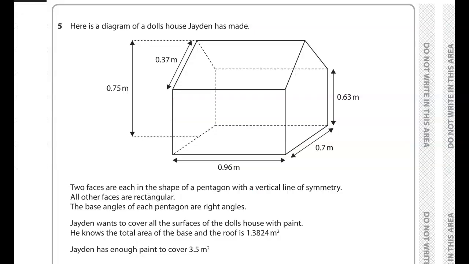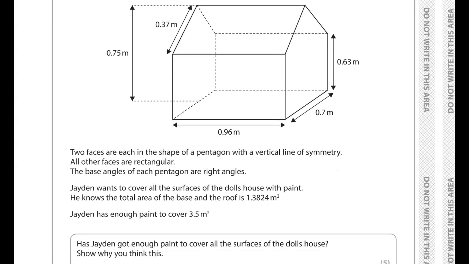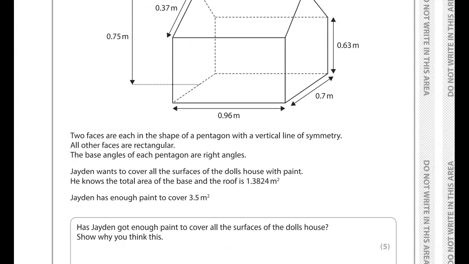Here is a diagram of a doll's house Jaden has made. Two faces are each in the shape of a pentagon with a vertical line of symmetry. All of the faces are triangular. The base angles of each pentagon are right angles. Jaden wants to cover all the surfaces of a doll's house with paint. He knows the total area of the base and the roof is 1.3824 square meters. Jaden has enough paint to cover 3.5 square meters. Has Jaden got enough paint to cover all the surfaces of the doll's house? Show why you think this.